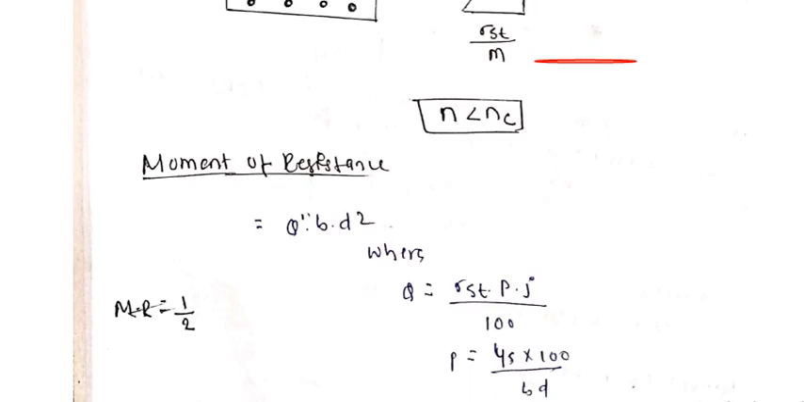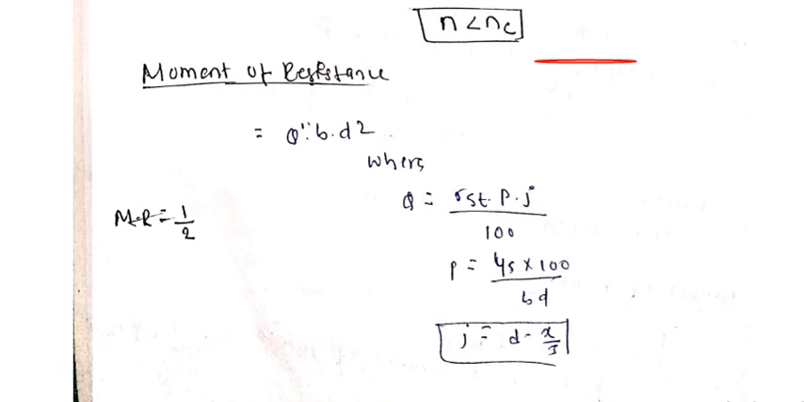So let's talk about the moment of resistance. I have already told you that in the upcoming lectures I will derive the formula of the moment of resistance of the different sections so that you can understand clearly. Here the moment of resistance for the under reinforcement section is nothing but Q dash into B into D square. Here B is the width or breadth, D is the effective depth of the beam, and Q is the moment resistance constant. Here the Q value is given as, and I have already resolved that design constant in the previous lecture.